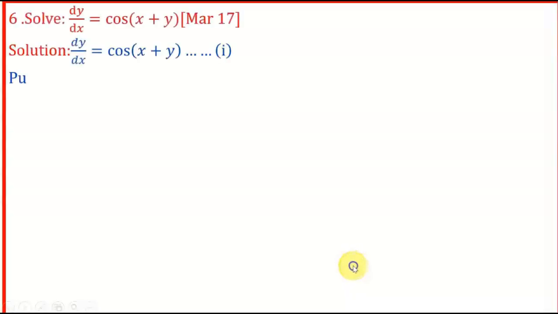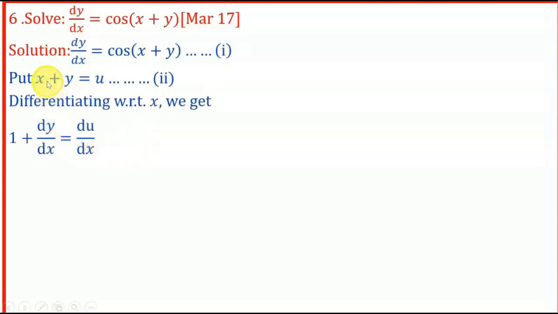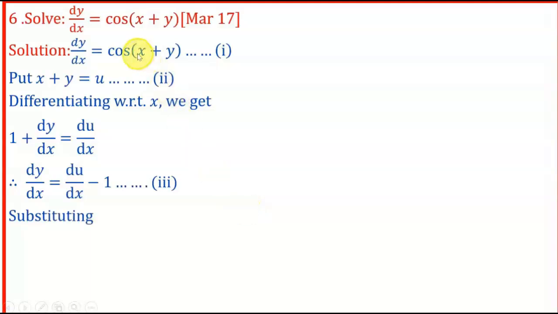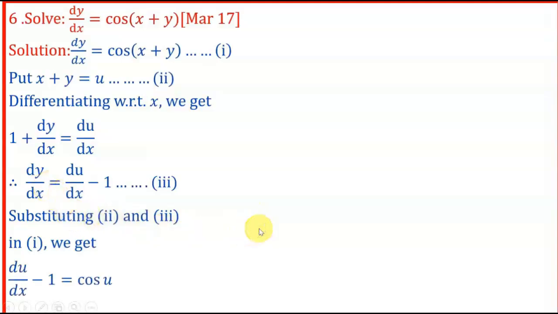Now next, solve dy by dx is equals to cos of x plus y. Put here x plus y is equals to u. Differentiate this with respect to x. Derivative of x is 1, y is dy by dx, u is du by dx. Therefore, dy by dx is equals to du by dx minus 1. Now substitute these values in equation number 1. Then what is the value of dy by dx? It is du by dx minus 1. And here, cos of u.